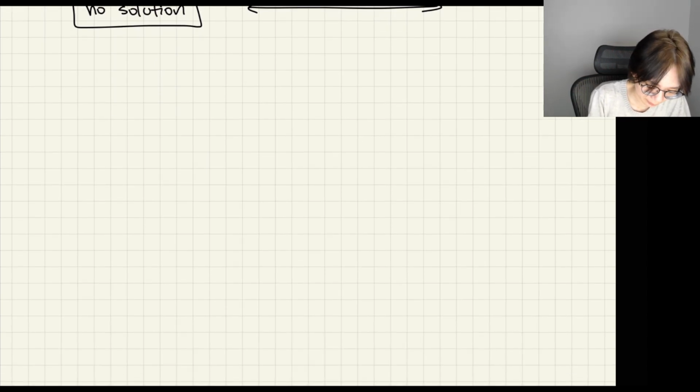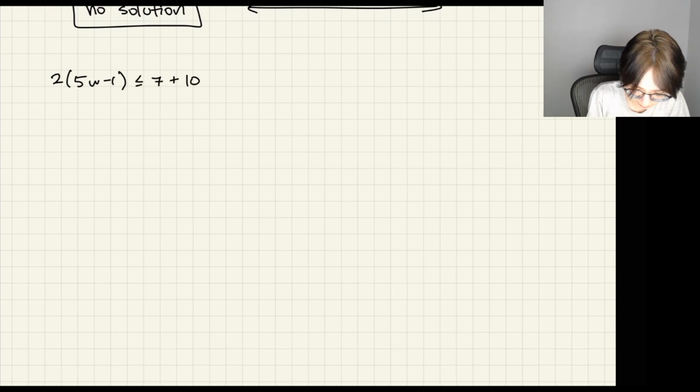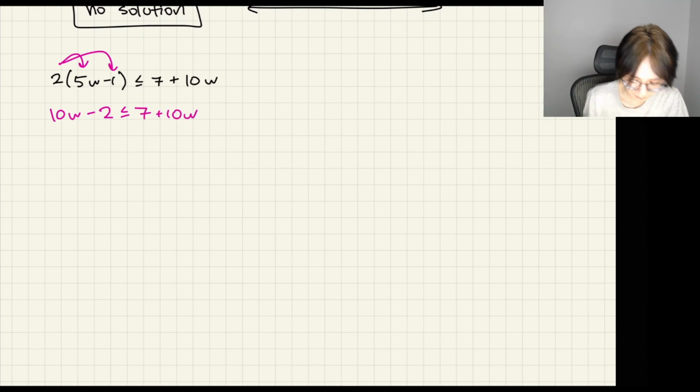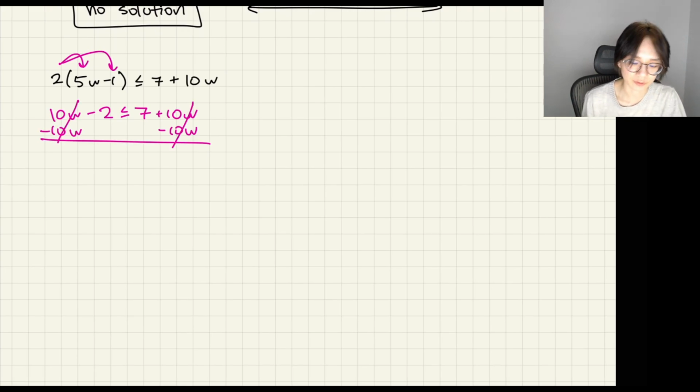Different situation. 2 times 5w minus 1 less than or equal to 7 plus 10w. Same situation, I'm going to expand this out. 2 times 5w, 10w, minus 2 times 1, 2, less than or equal to 7 plus 10w. Same exact thing is happening right now. Regardless of which side we decide for w to be on, we have to subtract 10w from both sides. Both of those cancel out, so what's left?